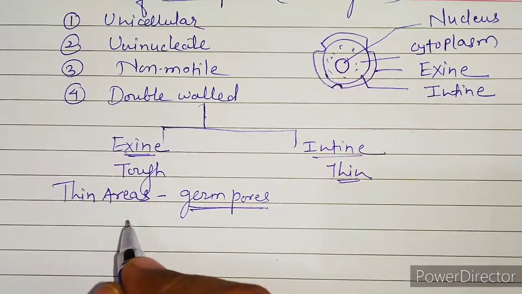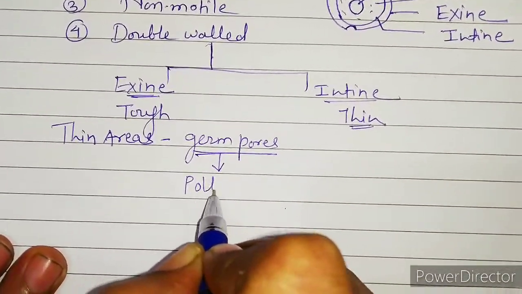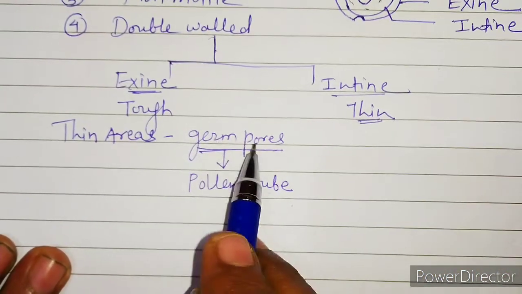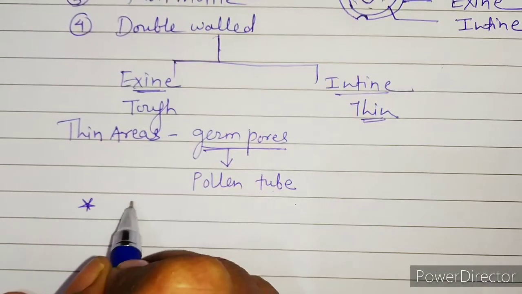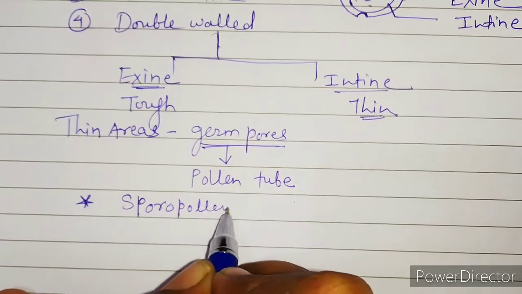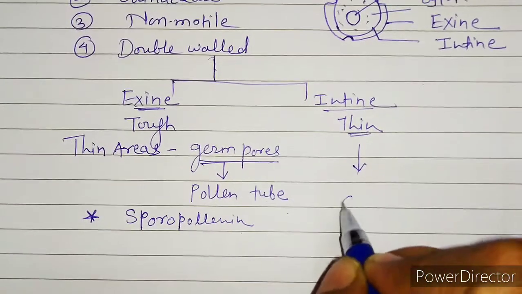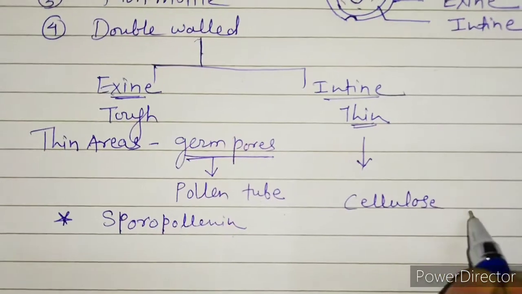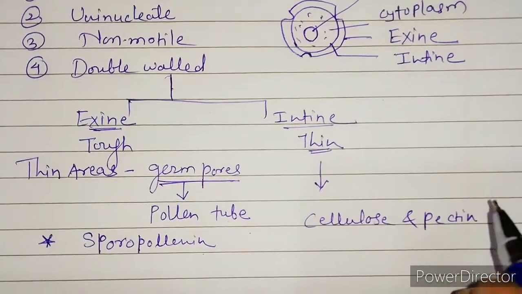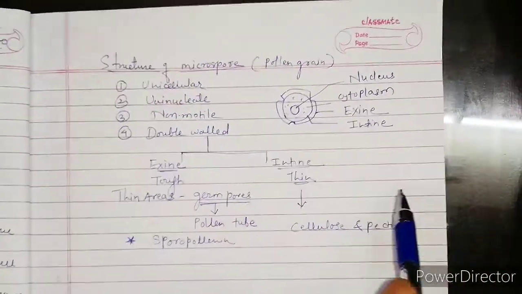Now, through this germ pore, during the germination of the pollen grain, the pollen tube comes out. Exine is made up of the chemical known as sporopollenin, whereas intine is made up of cellulose and pectin. So, this is about the exine and intine, the double walls of the microspore.